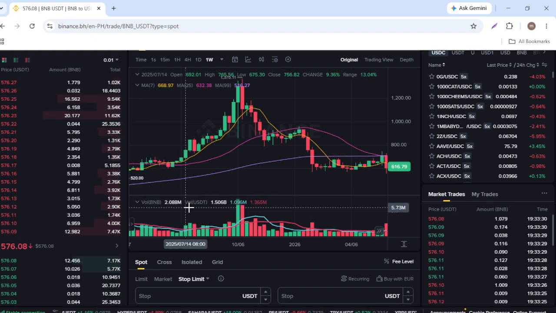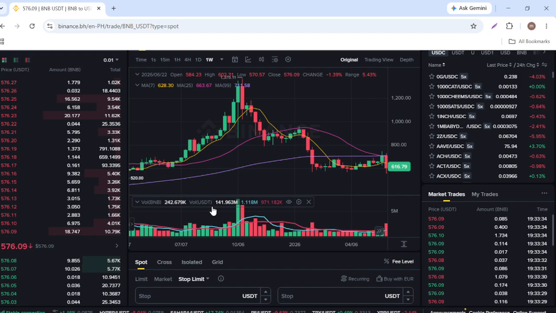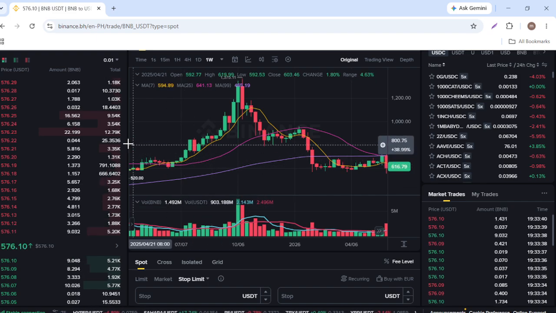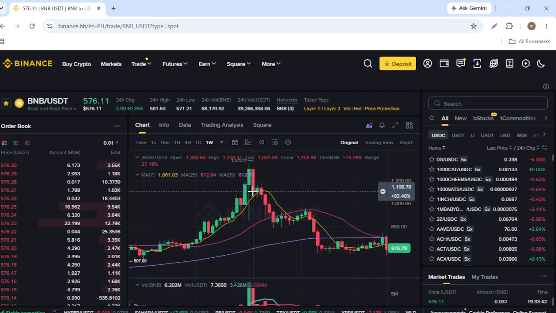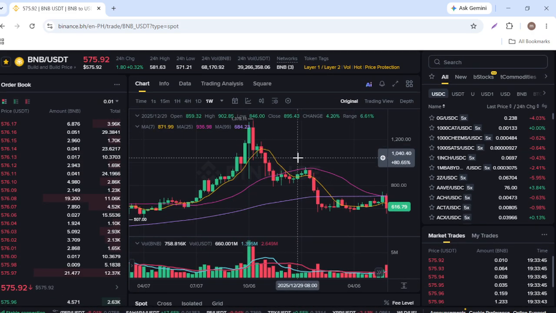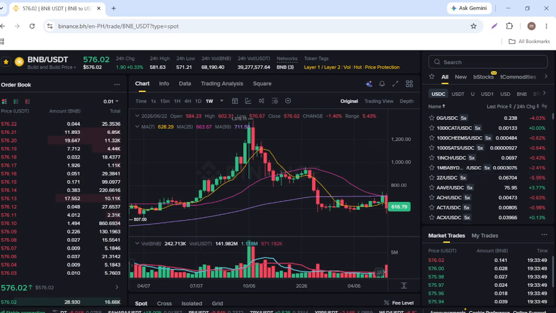You can also add indicators like moving averages, RSI, or MACD if you want more chart analysis tools. But if you're just starting out, focus first on the candlesticks, time frame, and volume. And that's the basic way to read Binance price charts. Once you understand these parts, you'll be able to follow price action more confidently and make better trading decisions.